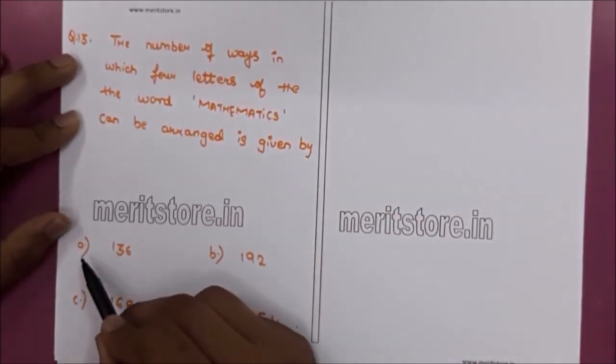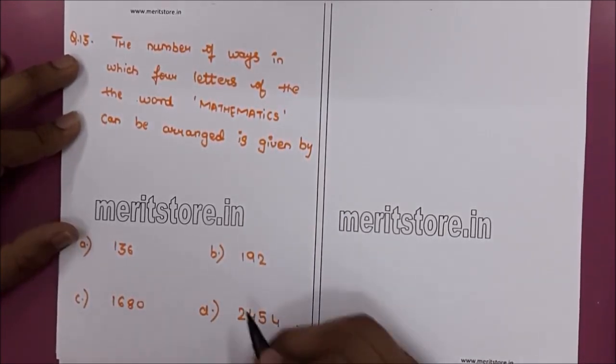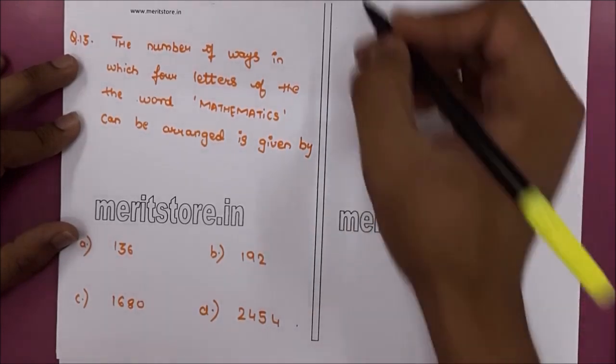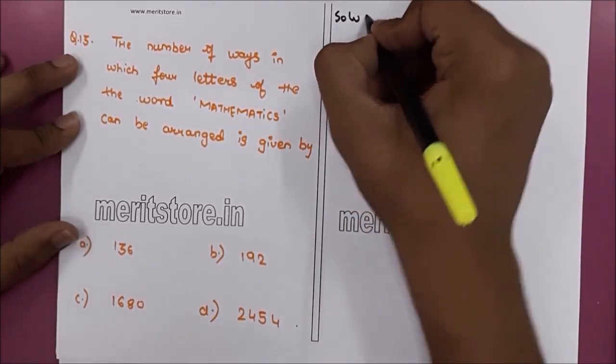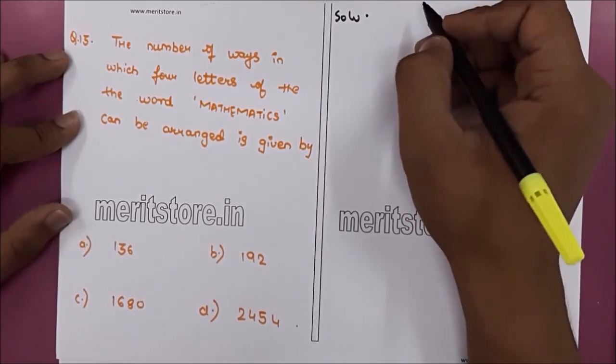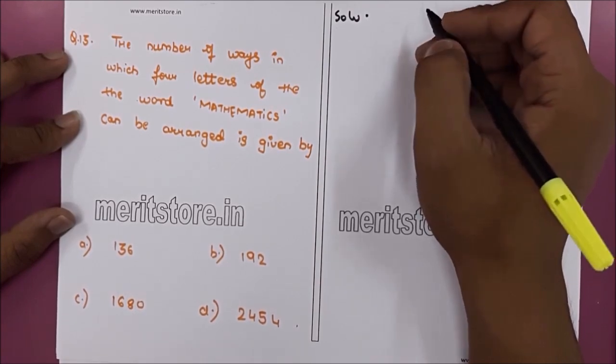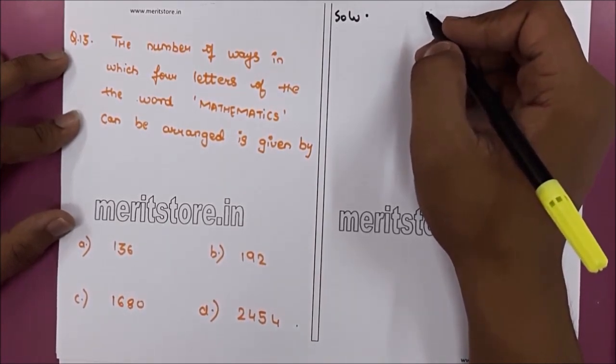The number of ways in which 4 letters of the word mathematics can be arranged is given by option A 136, option B 192, option C 1680, option D 2454. Therefore, the solution is: the word mathematics has 2M, 2T, 2A, H, E, I, C, S. Therefore, 4 letters can be chosen in the following ways.